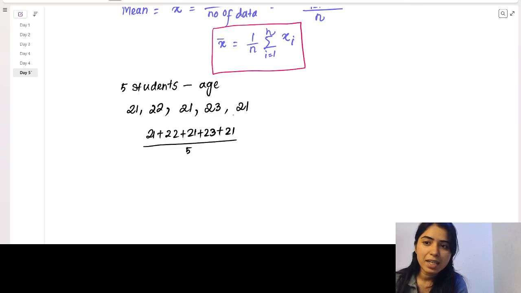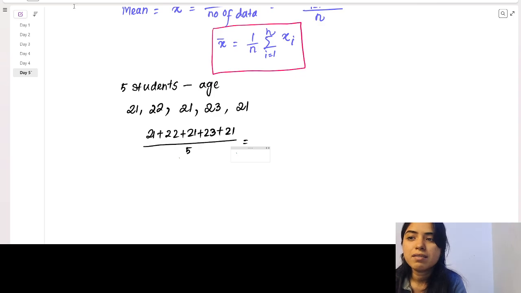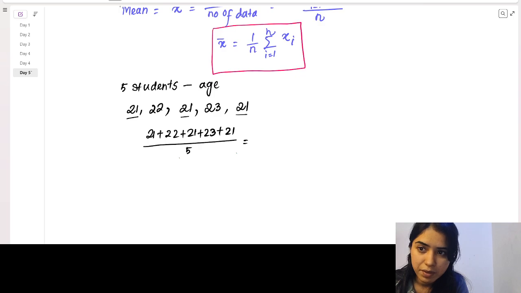So simply you will be adding and dividing. The result will be close to 21, because as you can see here, 21 is the most repeated, so it will be close to 21. It is 21.6. This is the actual result.